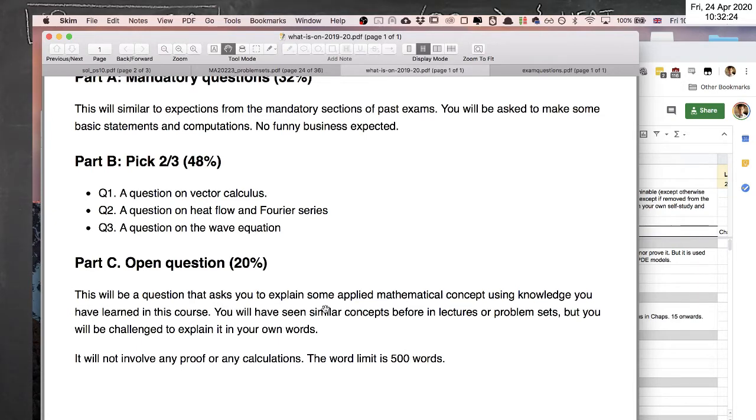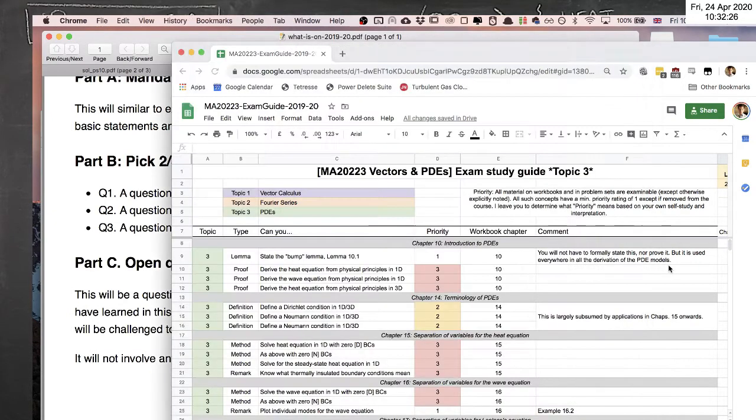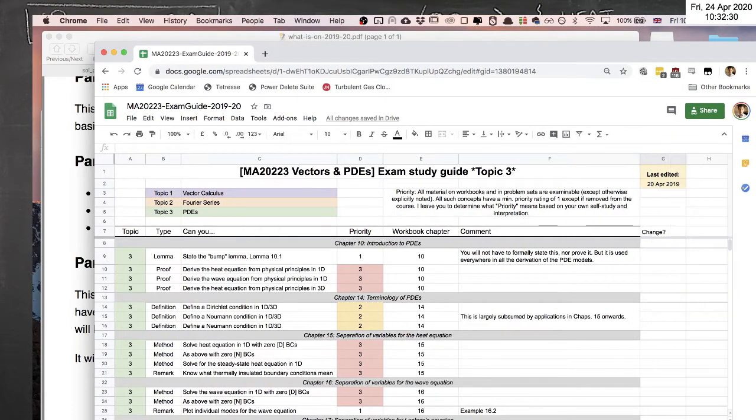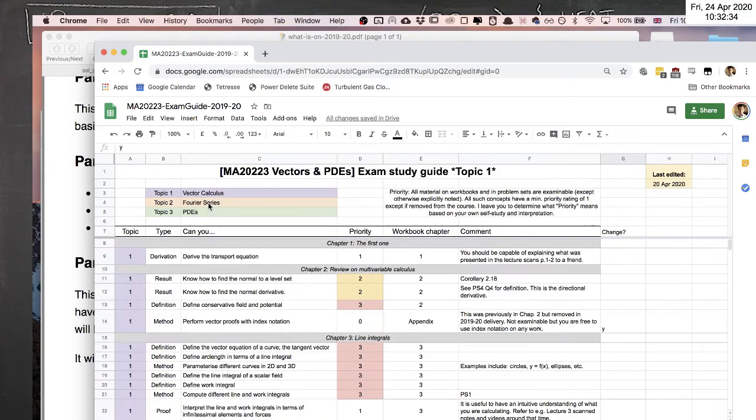Okay, let me very quickly go over the spreadsheet that you have. So this is the spreadsheet, and it's divided into 3 topics for this course. There's the vector calculus bit, there's the Fourier series bit, and there's the PDEs bit. So make sure you access the tabs at the very bottom of the exam study guide.